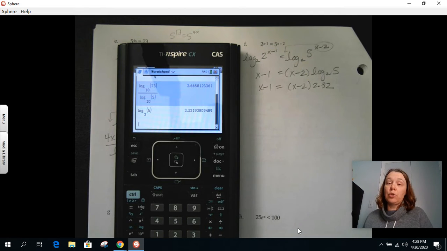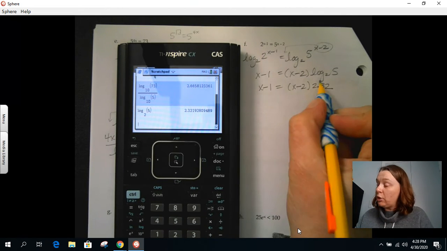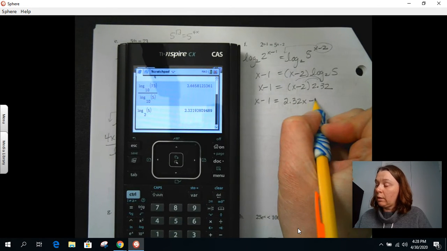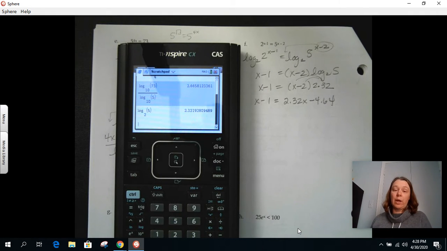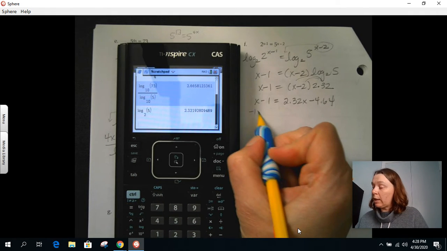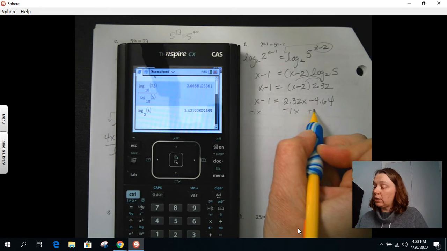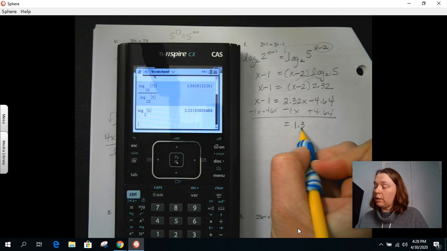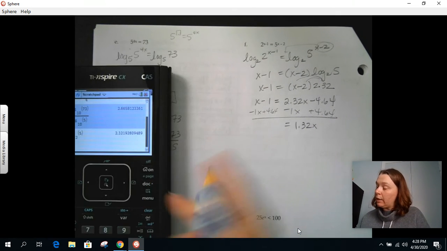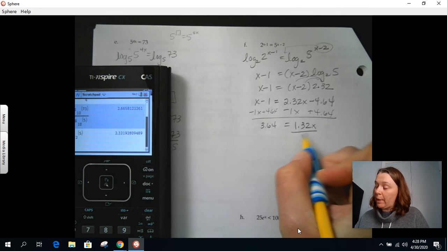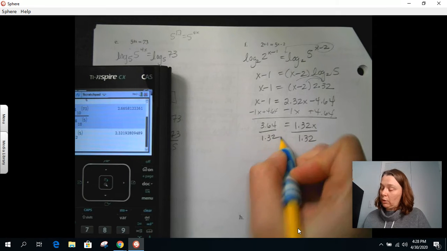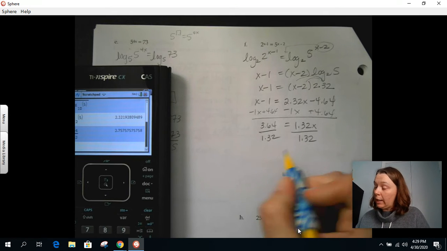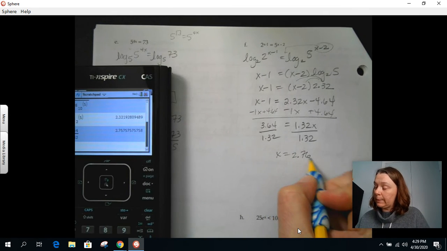So I notice I put that x minus 2 in parentheses when I brought it down in front. I do need that in parentheses because I have to distribute it. But now it's just a matter of solving a linear equation. So I'm going to subtract this 1x over here. I'm going to add this 4.64 to get that x. I'm going to get the x's over here on the right just because I like a positive. And then here, this would be 3.64, and then I would just divide by the 1.32. So let's see, what do I get? 3.64 divided by 1.32. So I get x is 2.76 for my final answer.